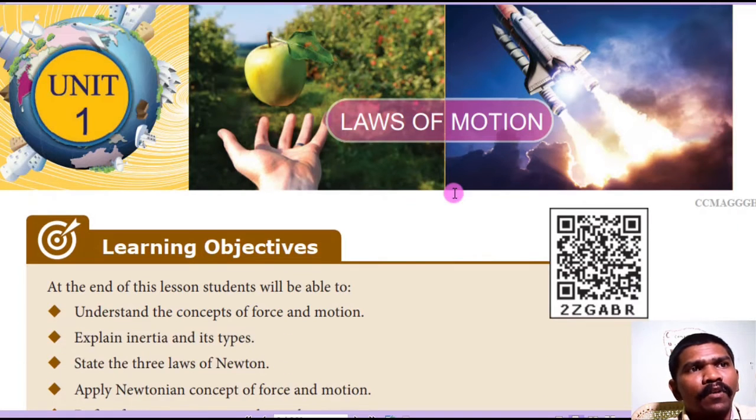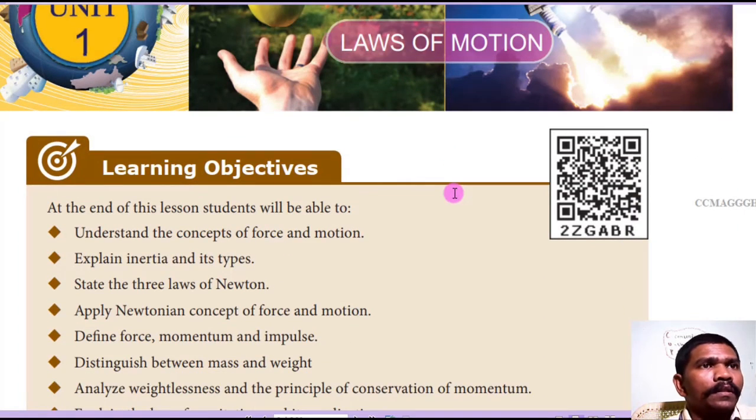Okay, in this lesson what are the main objectives? Here we are going to see two things. First one is force and motion. In 9th class we already studied motion, speed, velocity, acceleration. How they are applicable in our day-to-day life, that concept is very important in this chapter. First we are going to see the concept of force and motion, then explain inertia and its types.